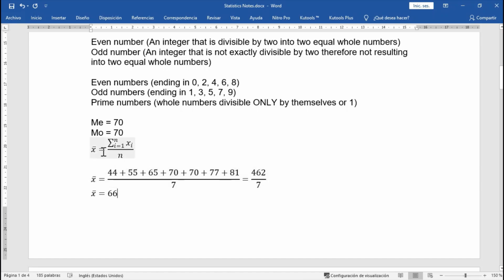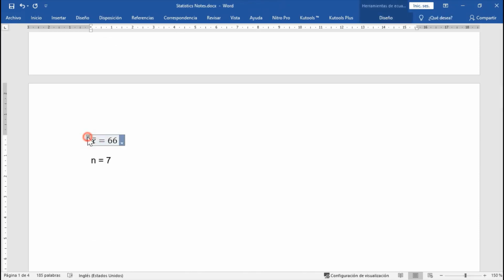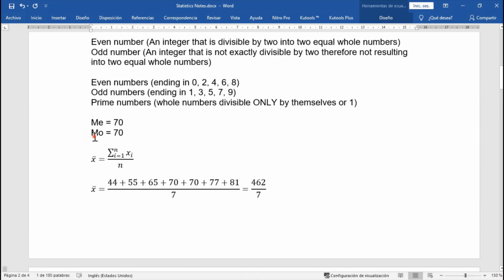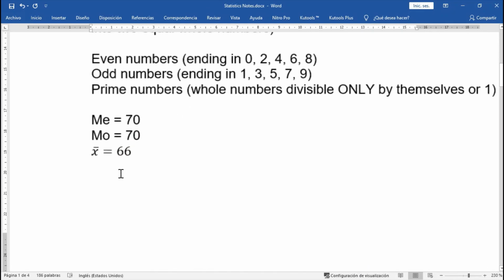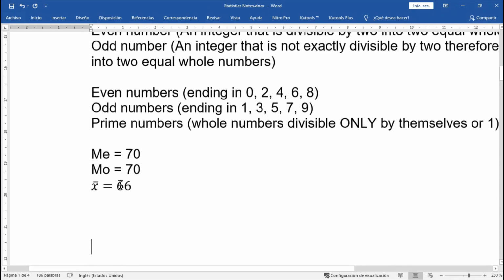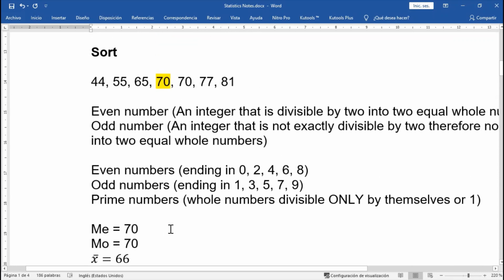So we have the three values. I'm going to report them here, just to have it all together. So those are the three measures of central tendency. Now, what reflections can we make? Look at this.